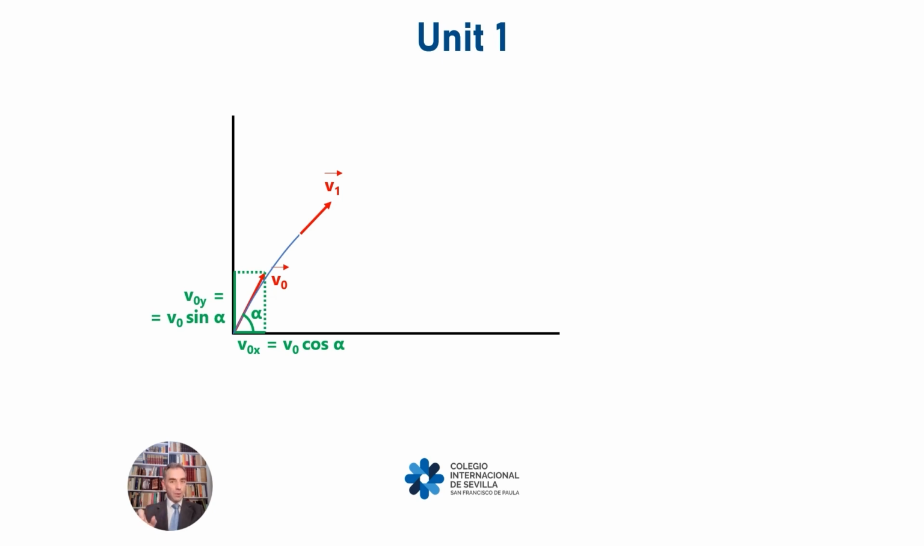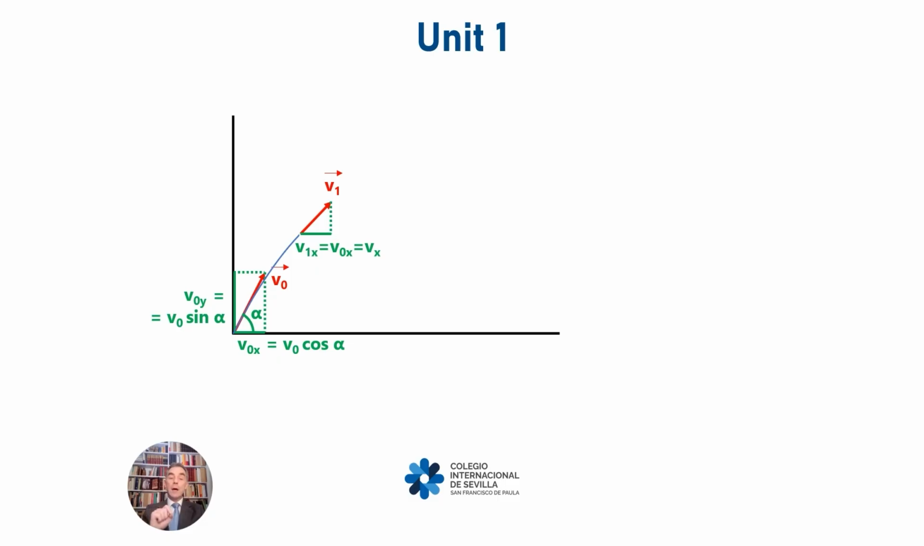Now, as we said, gravity pulls along the vertical axis and it does not alter the horizontal component. Therefore, when we do the projection of V1 on the horizontal axis, the value we obtain, which will be V1x, will equal V0x because it does not change. So we can call it directly Vx, which remains constant along the whole movement because the only acceleration we have is gravity, and that operates in the vertical axis.